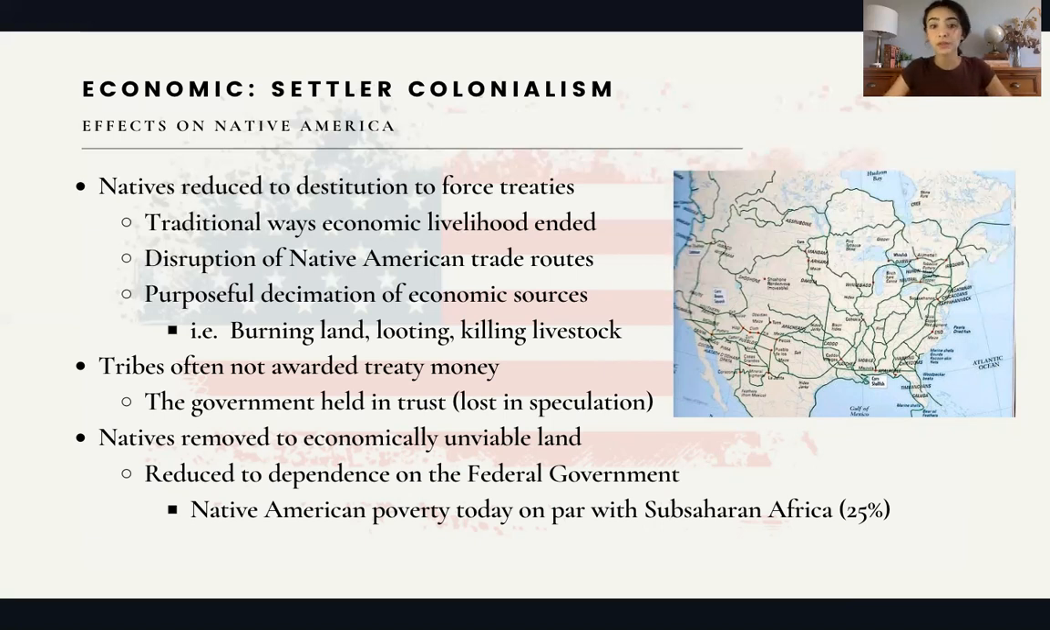But the Native Americans are reduced to dependence on the federal government. They have no way of providing for themselves on this land. And we'll talk about the implications of this in 2 weeks, specifically through trust status. What is trust status and the trust doctrine? But yes, they're essentially dependent then on the federal government, which was the intention. In the modern day, Native American poverty is on par with that of sub-Saharan Africa at 25%.